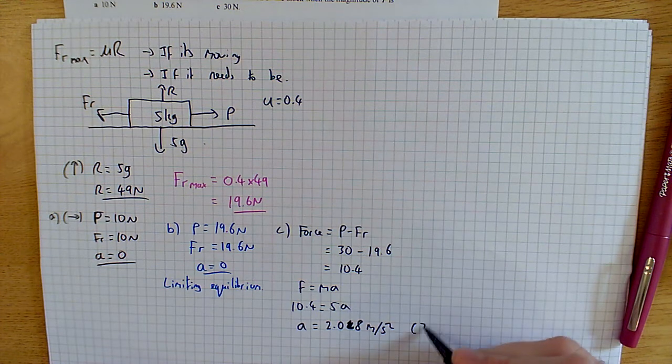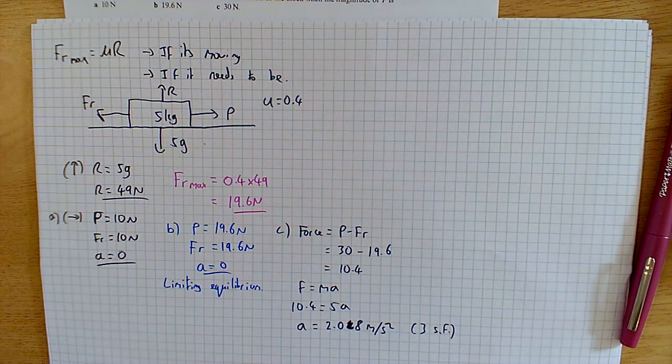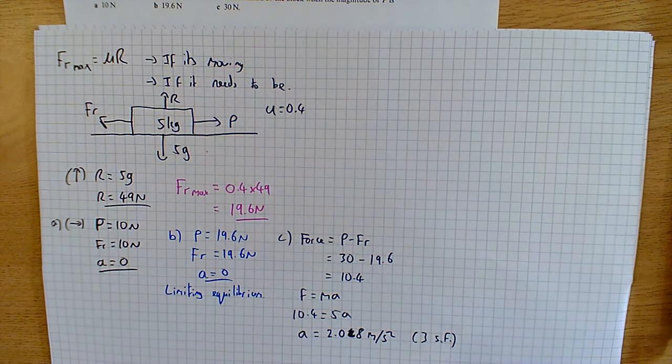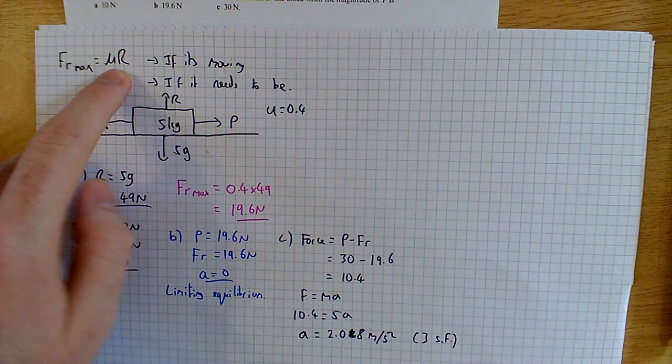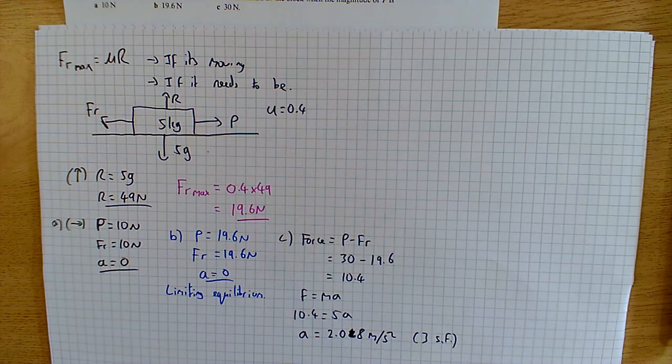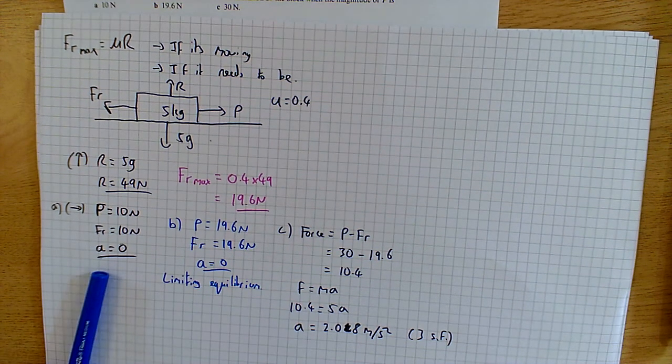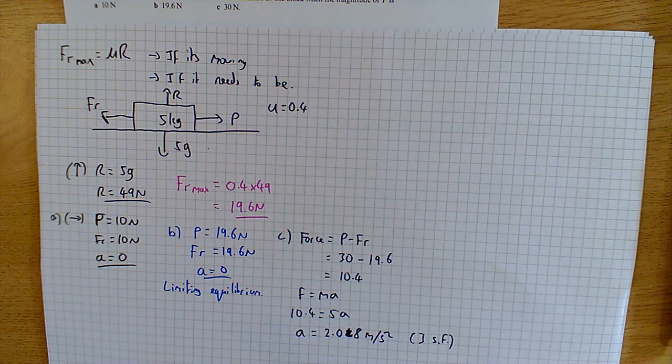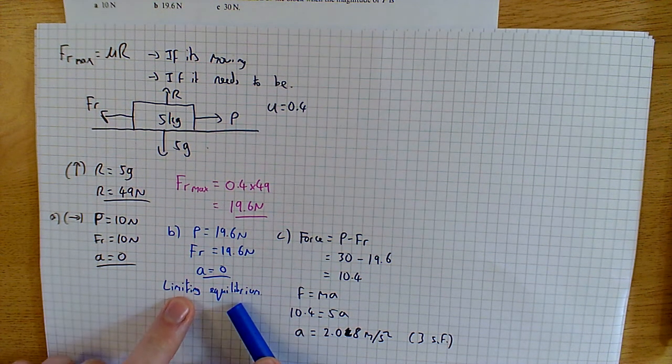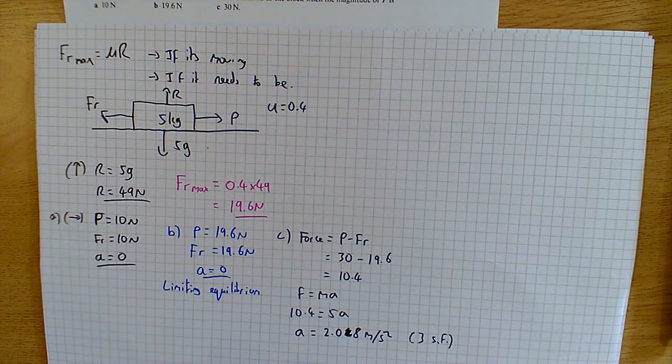Okay, that's to 3 significant figures. Always give your answers to 3 significant figures in mechanics. Alright, so that's the 3 different scenarios of friction. It's important to understand that mu R is when friction is at its maximum value, and if it doesn't need to be, friction will just balance with whatever force to prevent movement. And we've introduced this expression, limiting equilibrium, which we're going to see in the setup to a lot of questions going forward from this point.